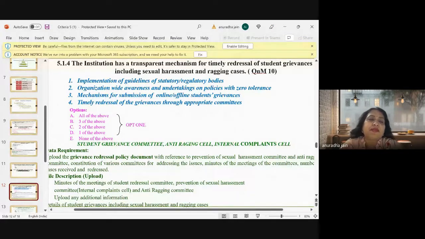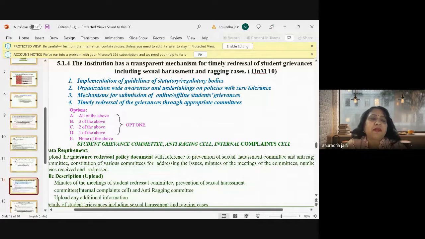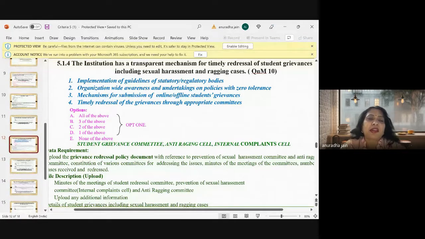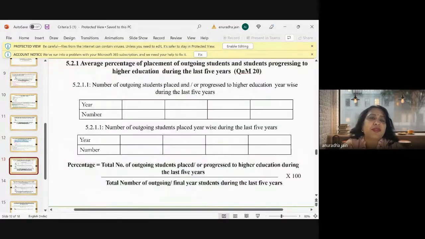So the number of cases that you received, how many cases are redressed, how many are pending, what type of cases there are, and what type of cases are addressed by the authorities. All these details you have to provide to NAAC at the time of submission of the SSR under this metric. This is very, very important, because all of this is required for the smooth functioning of any educational institution. So this was about the first key indicator.